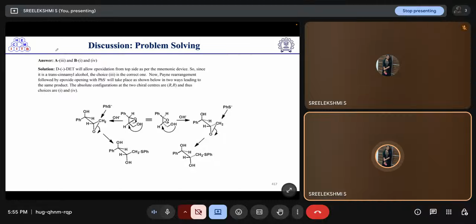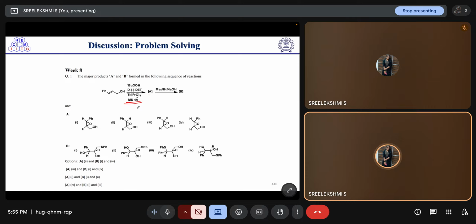So here what is happening is that this D-minus DET will allow epoxidation from the top side, as we said earlier, and since it is a trans-cinnamic alcohol, choice 3 is the correct one. So this is the correct answer.